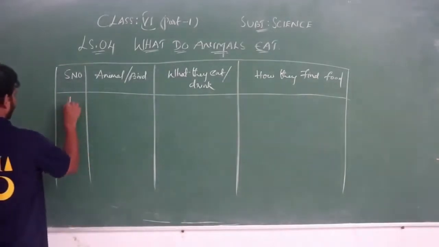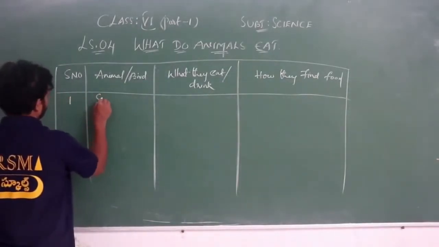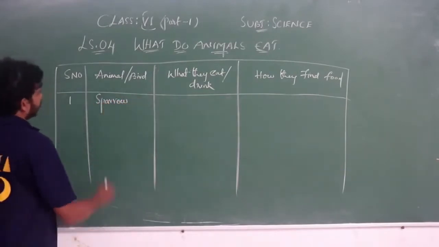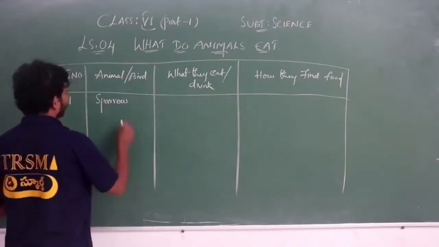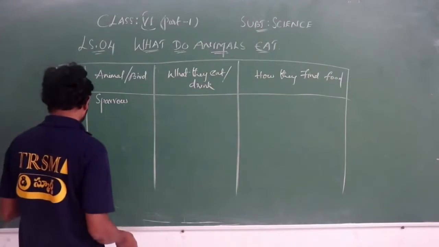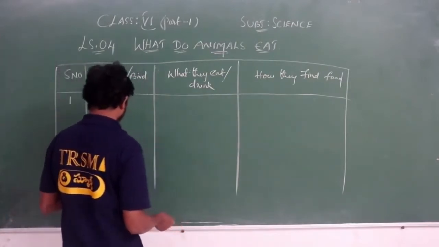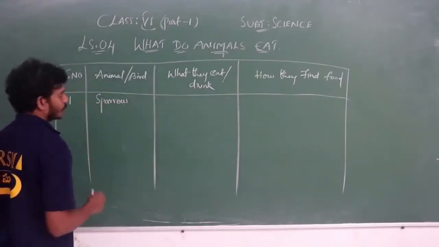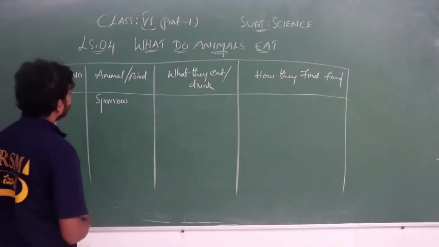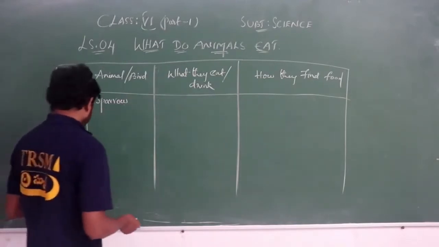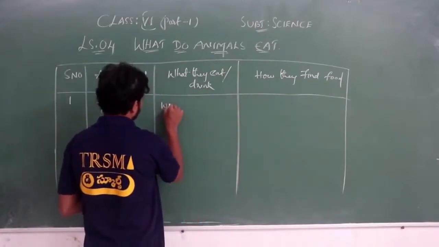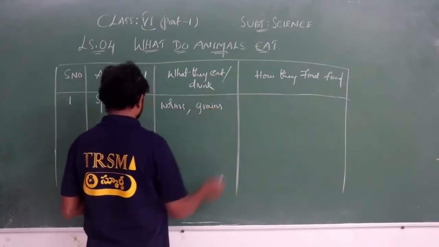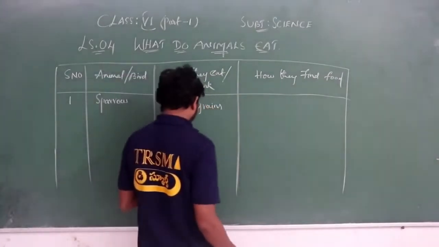The first one, sparrow. Is it a bird or an animal? It is a bird. Sparrow. What do the sparrows eat or drink? Do you have any idea? We see they eat worms, and they even eat grains.